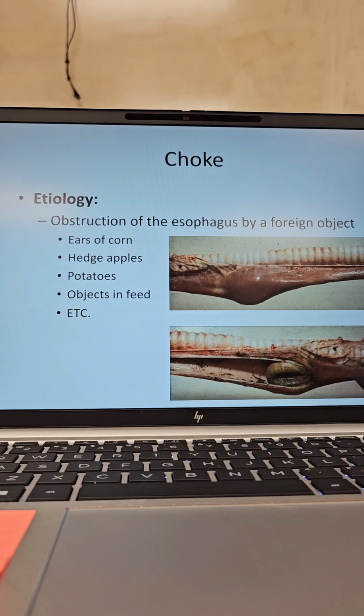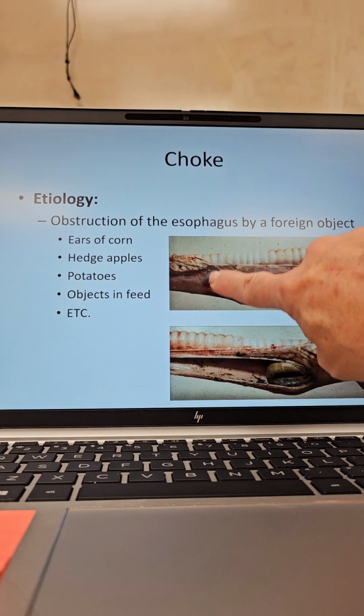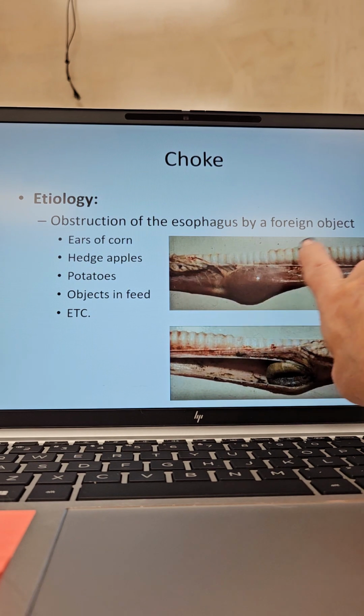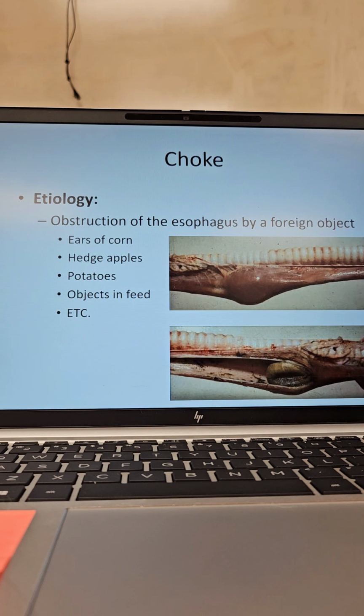Choke. This is not bacterial. It's not viral. It's obstruction of the esophagus by a foreign object. Ears of corn, eating apples, potatoes, objects in the feed, etc. You can see here we have an object in the esophagus. This is the trachea, this ring thing here. The trachea is made up of rings of cartilage. This is the esophagus. It's all smooth muscle. We have something here. I'm not really sure what that is that's in there, but it's some sort of foreign object that is causing the esophagus to be blocked. The esophagus is blocked. Things don't go down the esophagus, and they can't swallow, they can't eat.